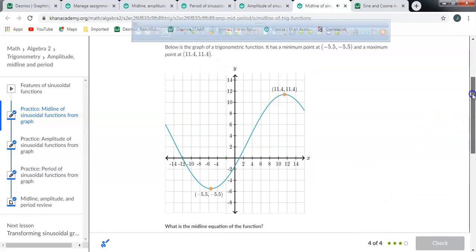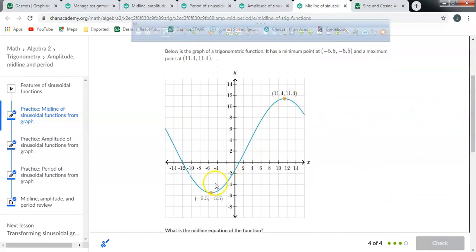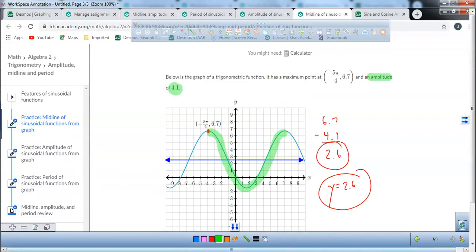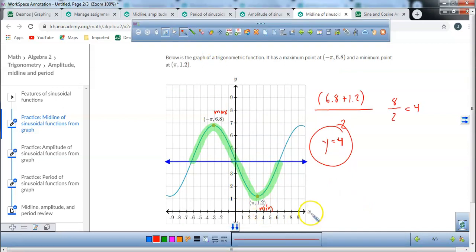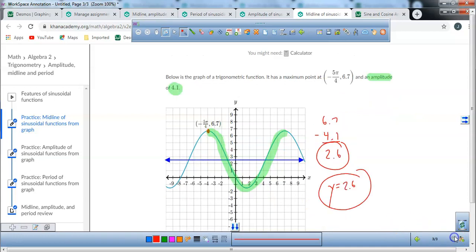Oh, good. Finally, they gave us a minimum. Now, if they would have given you the minimum and not the maximum, then all you have to do is add the amplitude. Sometimes we've subtracted it, but if it gave you the minimum, we could add the amplitude up to that to find the midline.